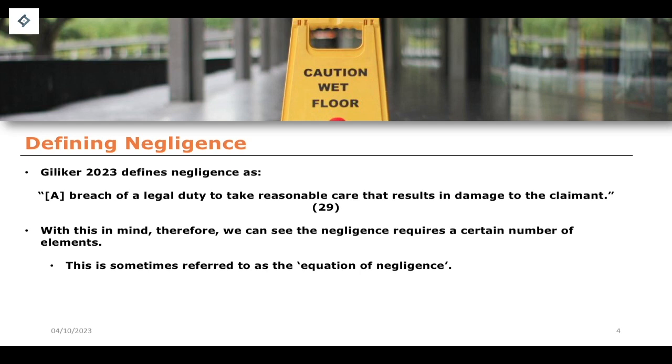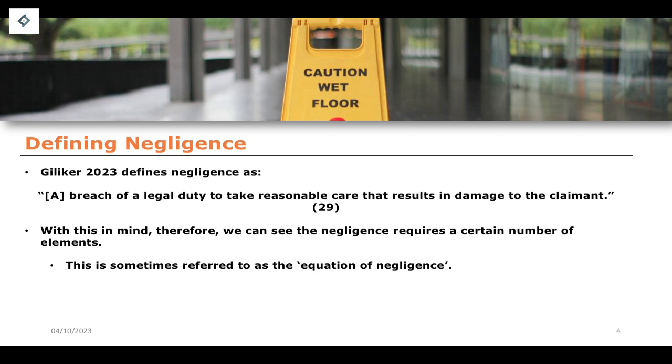So let's just read this definition again. It's very short, and let's see if we can pick out the key elements which exist within this particular definition, which essentially are the key requirements for a successful claim of negligence. It says that negligence is a breach of a legal duty to take reasonable care that results in damage to the claimant. The idea of there being damage to the claimant exists within the vast majority of torts, within all torts, because we're talking about claims for compensation for wrongs, compensation for damage.